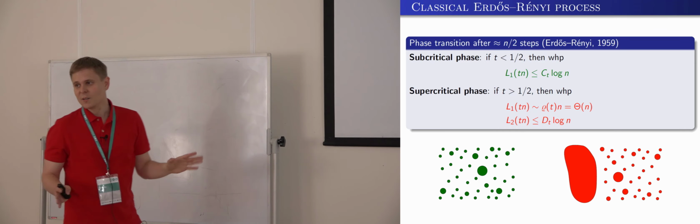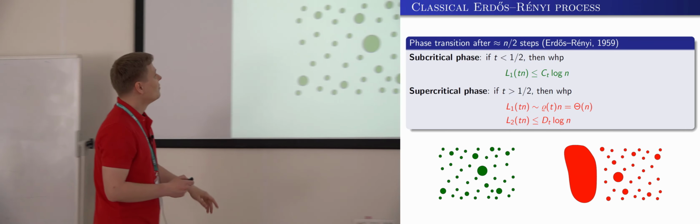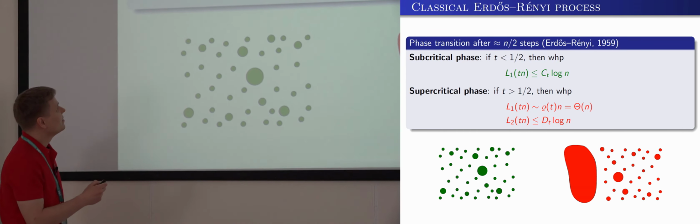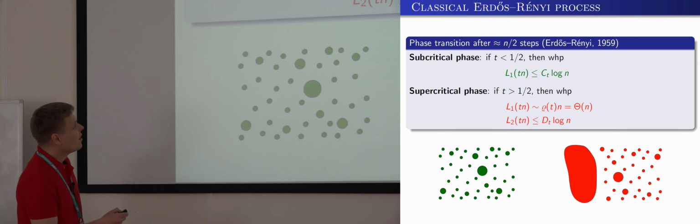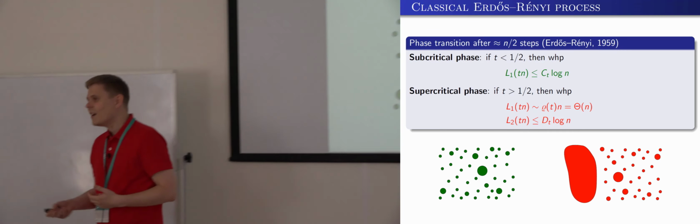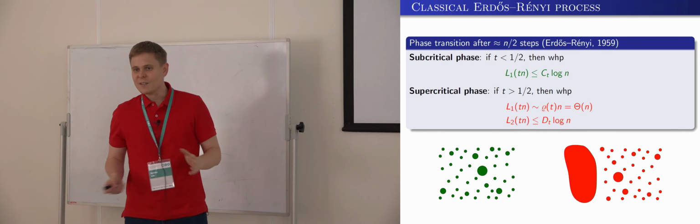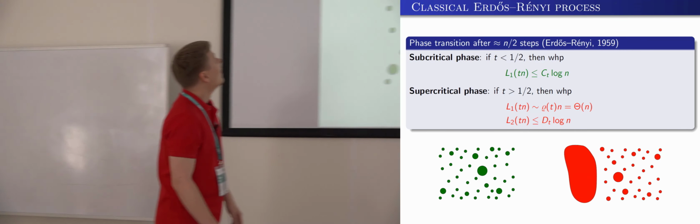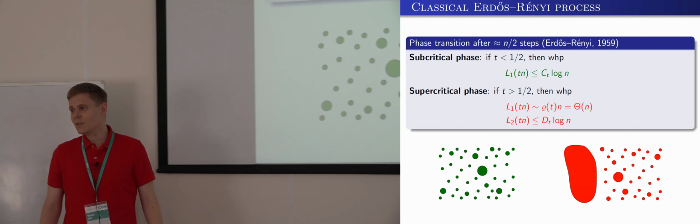Nowadays, we of course have a much better understanding. We know very precisely how all these constants depend on t. We know how this function behaves if we look at, say, t equal to 1/2 plus epsilon. We can even allow epsilon to be a function of n. So basically, we know almost everything about this particular phase transition.